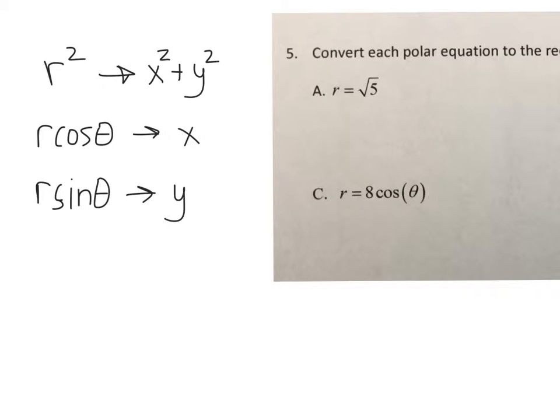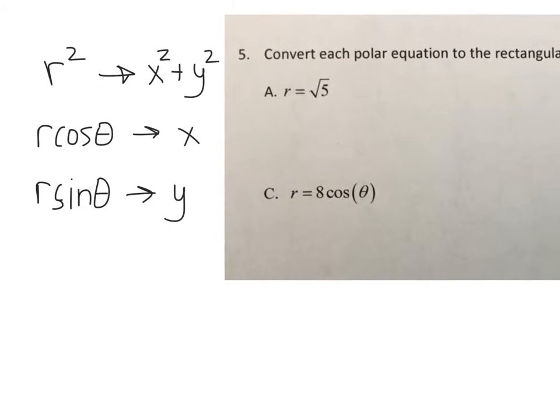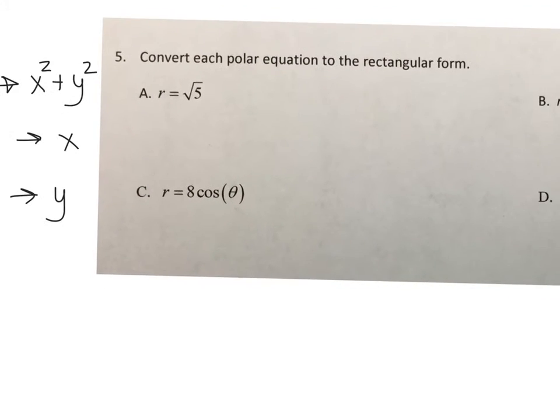So when we're converting, we're really looking to do some substitution. But we can only substitute specific things. We have to substitute an r squared, or an r cosine, or an r sine. So we're going to do our best in these problems to make those things happen so that we can do our substitution.